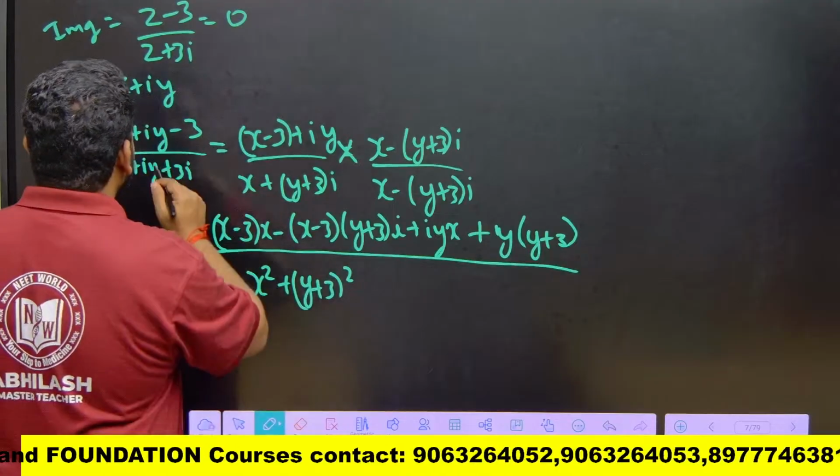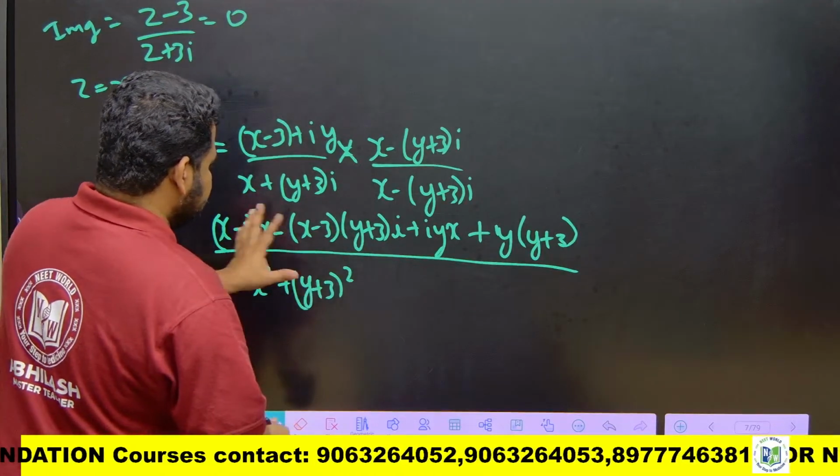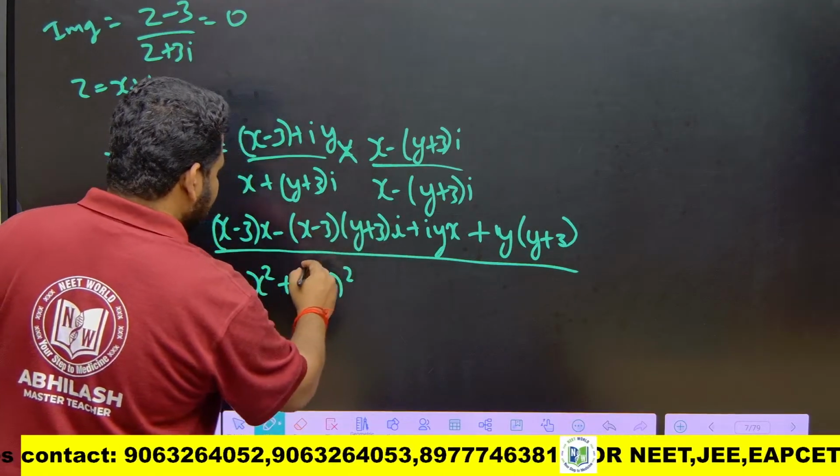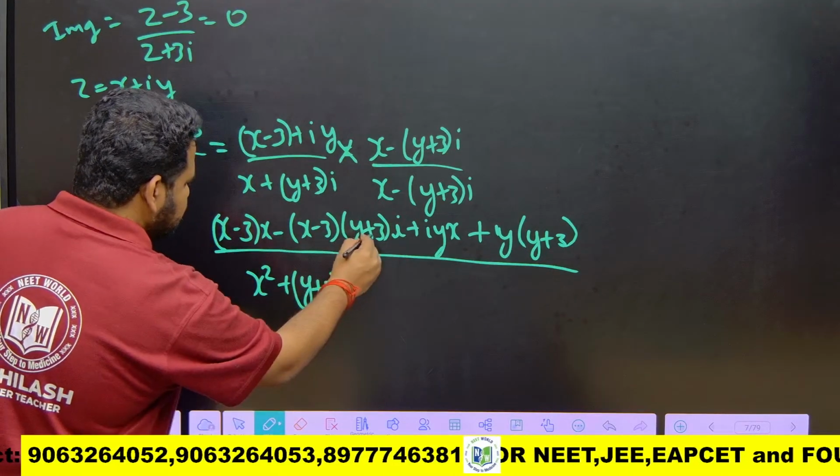So this becomes, I can write it as the imaginary part. First let us multiply. If I multiply here, this is the imaginary part. If I multiply this, what will I get? x into, this is what?